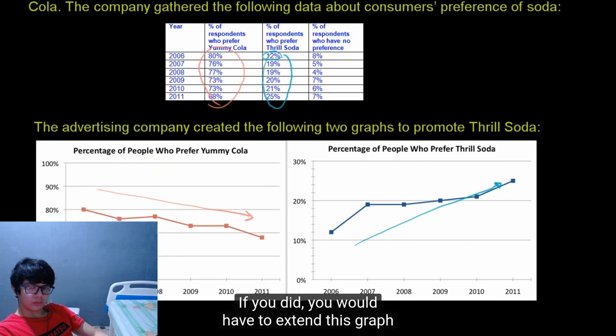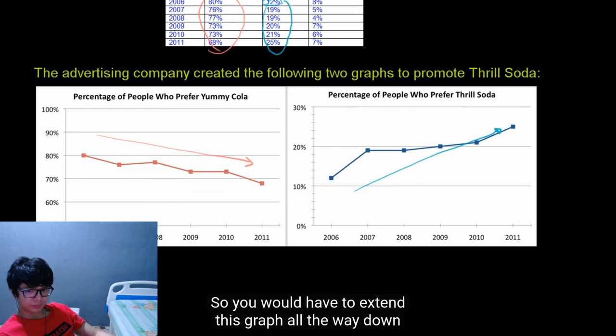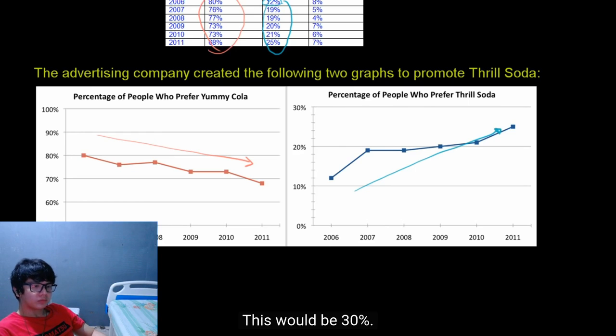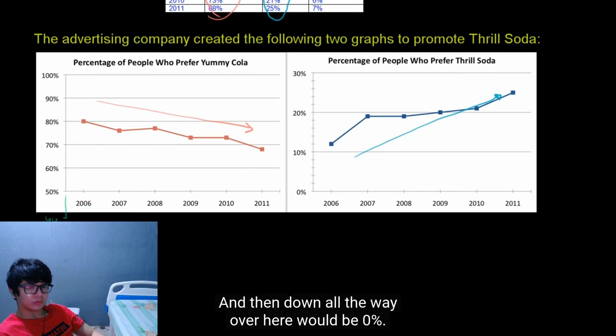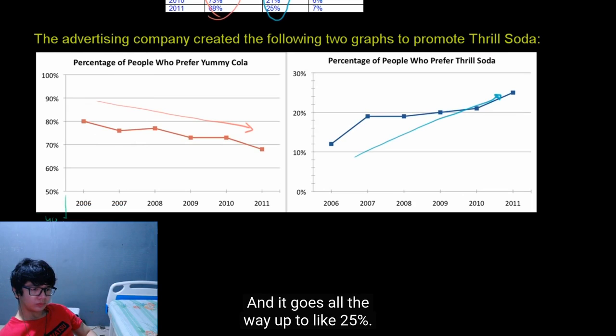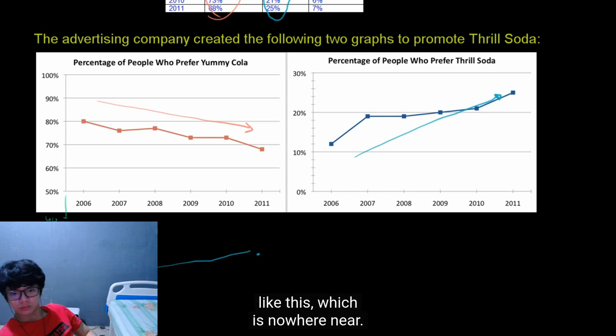If you did, you would have to extend this graph all the way down. So this would have to be 40, this would be 30, this would be 20%, this would be 10%. And then we're down all the way over here would be 0%. And then the thrill soda graph would be all the way down here. So it was like 12%, and it goes all the way up to like 25%. So it would have looked something like this, which is nowhere near.